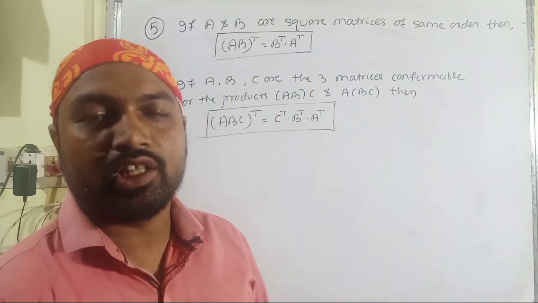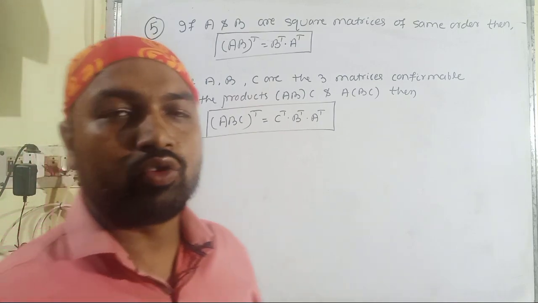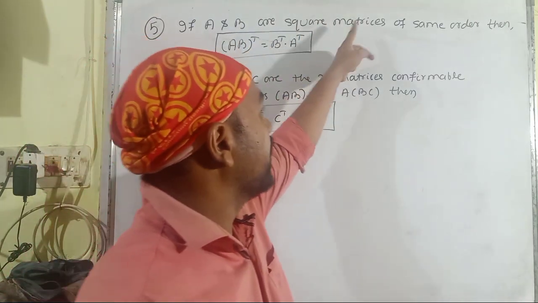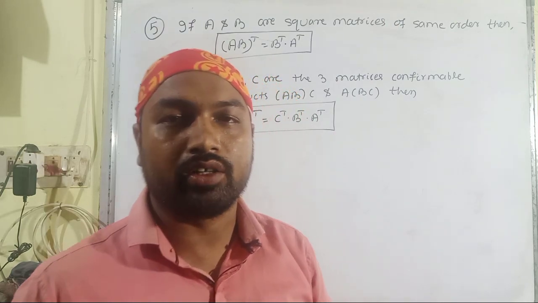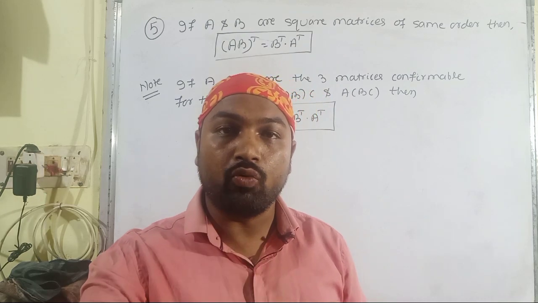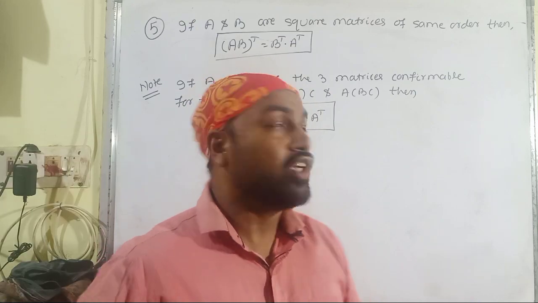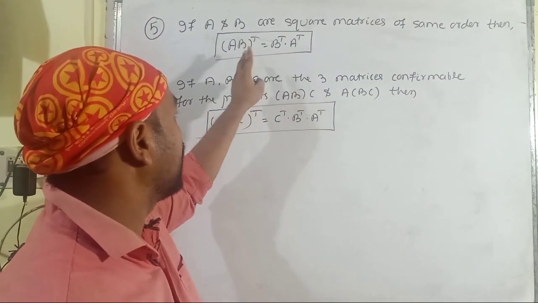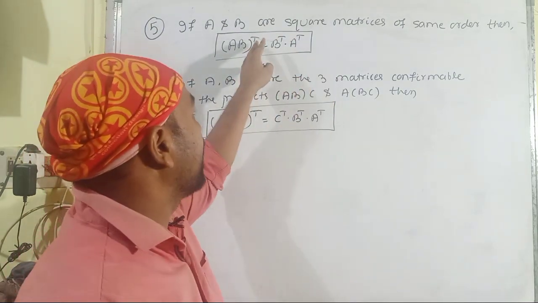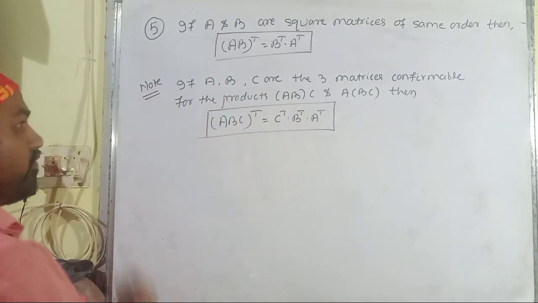Coming to the last property, the fifth property of transpose of matrices. If A and B are any two square matrices of the same order, then the transpose of the multiplication of A and B is equal to the transpose of B multiplied with the transpose of A. It is very important because the matrices interchange their places whenever we find the transpose of their multiplication. The generalized form is also there.